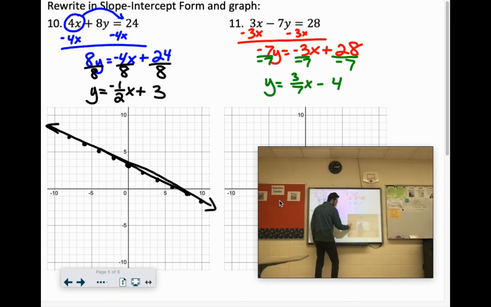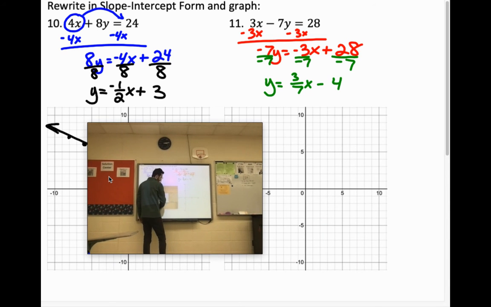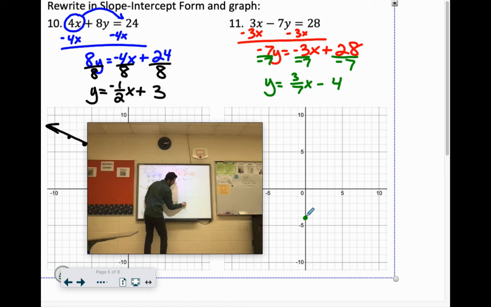So I'm going to move over here. Our y-intercept is negative 4. And then our slope is 3/7. So we go up 3 over 7. We go down 3, left 7 will be somewhere over there.